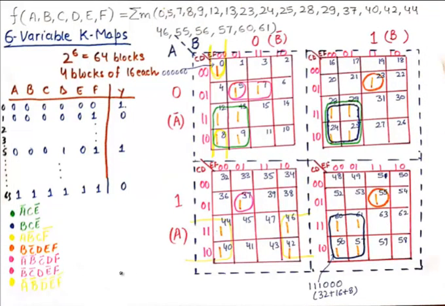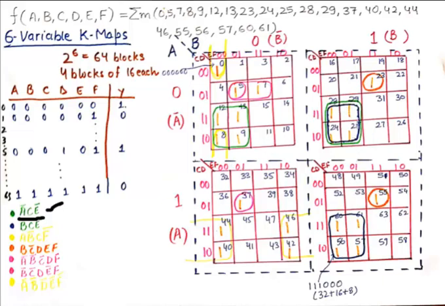And yeah, so when we minimize this group of green, we see that the A of these eight ones is not changing, which is A bar. B is changing, however. For these four ones, B is 0. For these four ones, B is 1. So we'll not include B. And C of all these eight ones is 1. So we include C. And E bar, E is also remaining 0 in all these eight ones. And F is changing from 0 to 1 for the ones here. So the reduced expression becomes A bar C E bar.